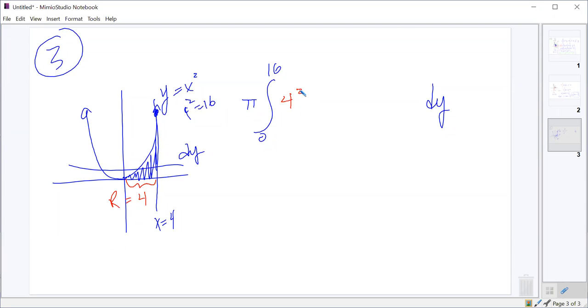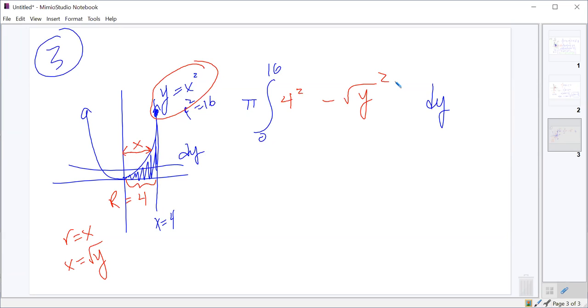Yeah. Okay, then our inner radius is going to be the distance from the y-axis to our function. And we always measure a distance from the y-axis to anything going to the right as x. So our inner radius should just be x. Since we're doing this in terms of y, we have to figure out what x is in terms of y. x is root y. So we should have 4 squared minus root y squared dy. Does that make sense or no?